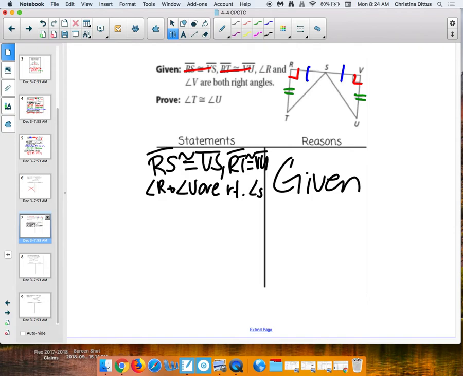It doesn't say angle R is congruent to angle V, but they're both right angles, so that means they're the same. So we have to write it. Angle R is congruent to angle V. And what's my reasoning for that? All right angles are congruent.